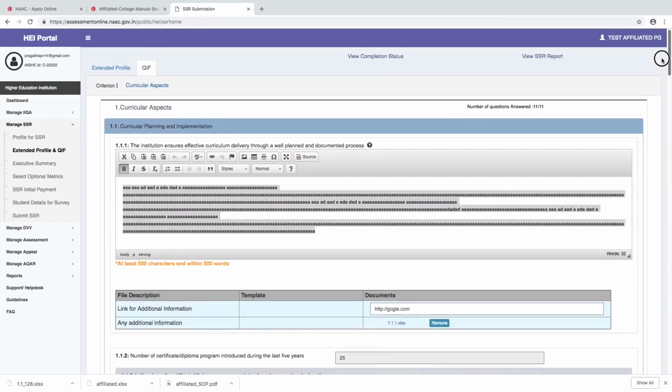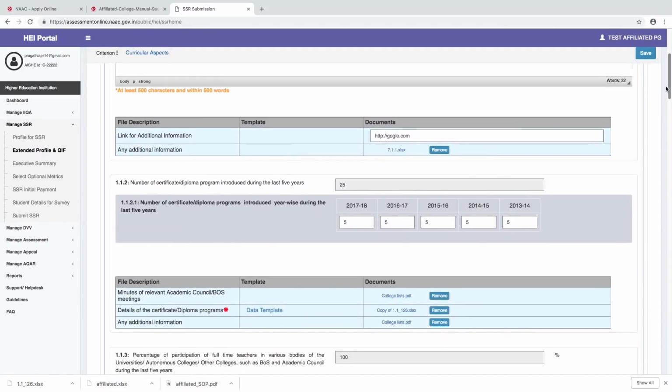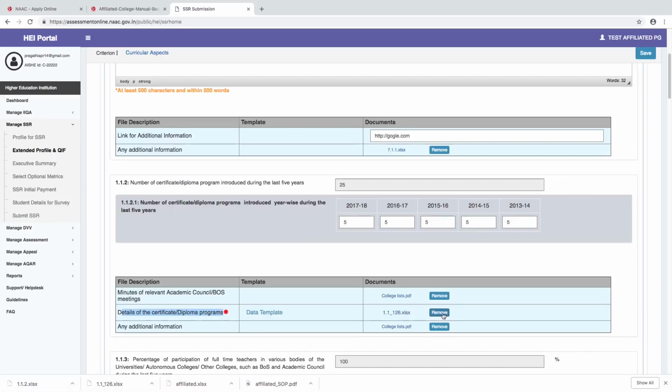As we said earlier, every QNM is supported by a template, the details of the certificate or the diploma program, which is called a data template. The template could be filled in and kept ready by the institution, or can be downloaded from here, and the same can be filled in and uploaded in this section. Minutes of relevant academic council meetings can be uploaded here, and if you have any other additional information in support of this particular metric or the details sought in this metric, it can be uploaded in this section.